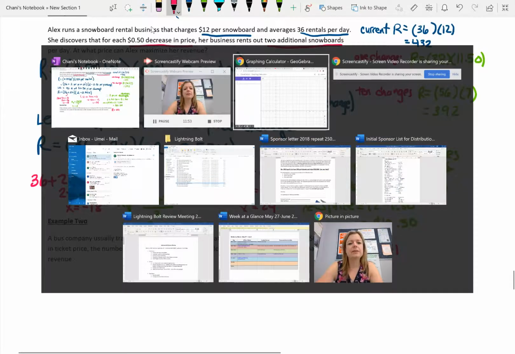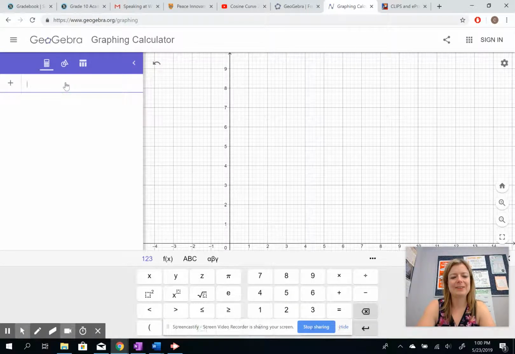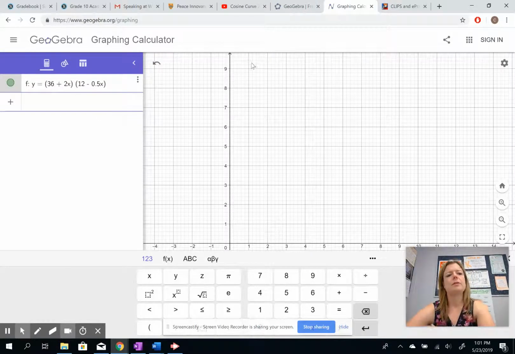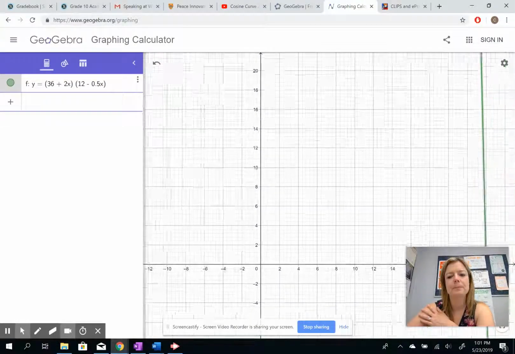So let's take a look at this on GeoGebra to make a bit more sense. So I'll just put y equals, if it lets me, there we go. y equals, and I can just put the factored equation right in there. So 36 plus 2x, and then do times, what was it? 12 minus 0.5x. So notice you're like, it doesn't show up. Well, that's just because it's way up here.